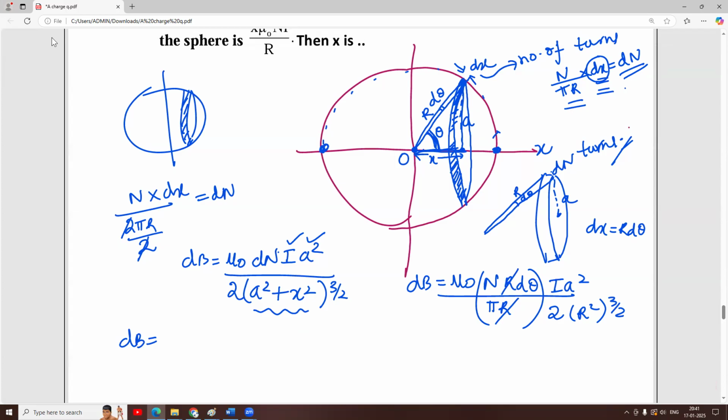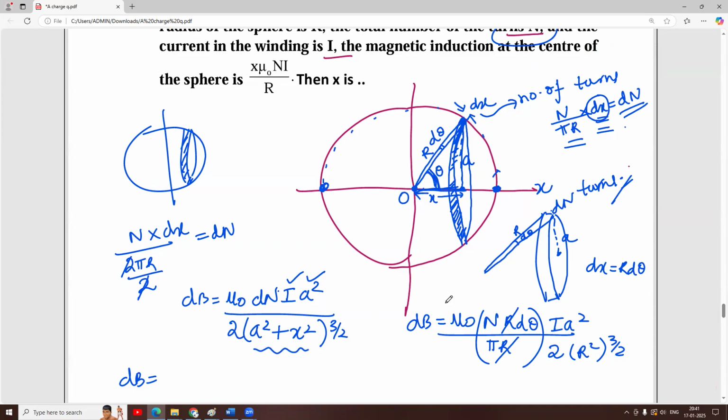What else? I think we have to replace A. A is changing with x, and that has to be replaced. x is r cos theta and A is r sin theta. Sin theta is opposite side divided by hypotenuse r. So A is equal to r sin theta.